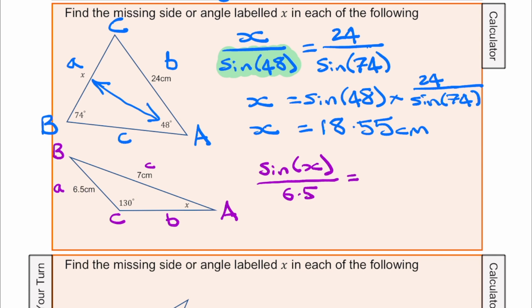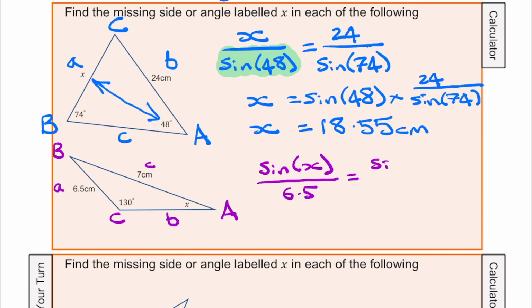Equal to B over sine B. But if you look at the way that we've labelled it, we don't know capital B, we don't know lowercase b. So I'm actually just going to completely ignore that and go straight to the C part. So sine of angle C, which we know is 130. And over lowercase c, which we know is 7.